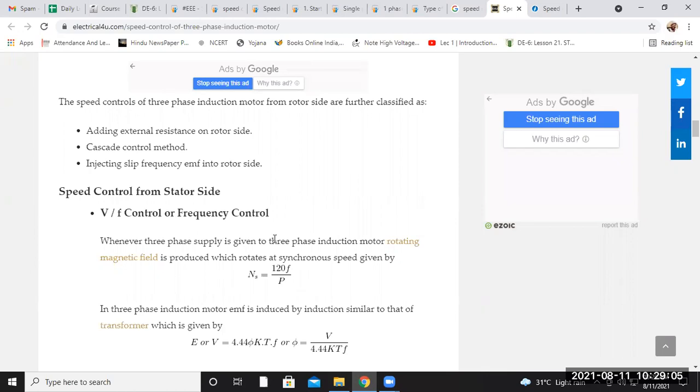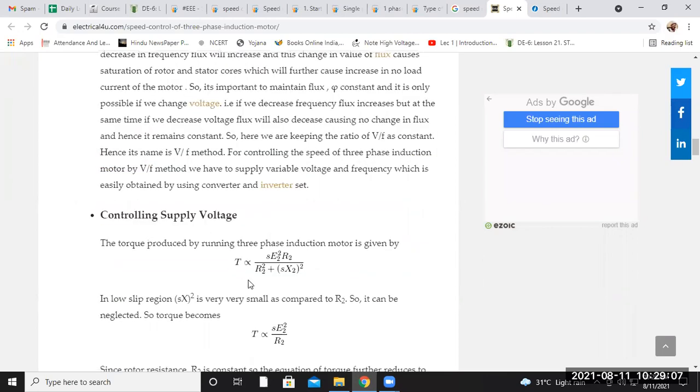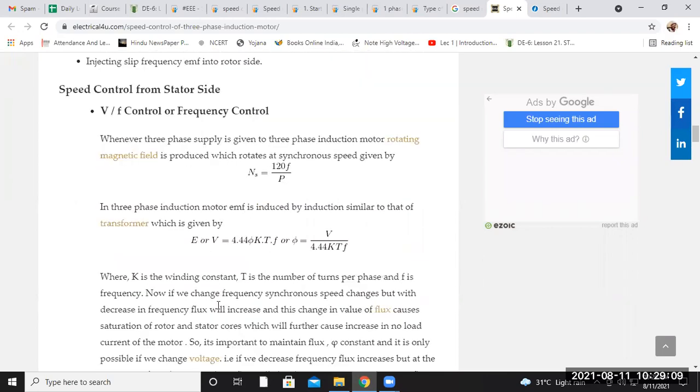So as you can see, it is written. We have less than 1 minute, so let me first finish this topic. Only one topic we will cover today. Whenever a three-phase supply is given to a three-phase induction motor, as we are dealing with a three-phase induction machine, we are giving three-phase supply.